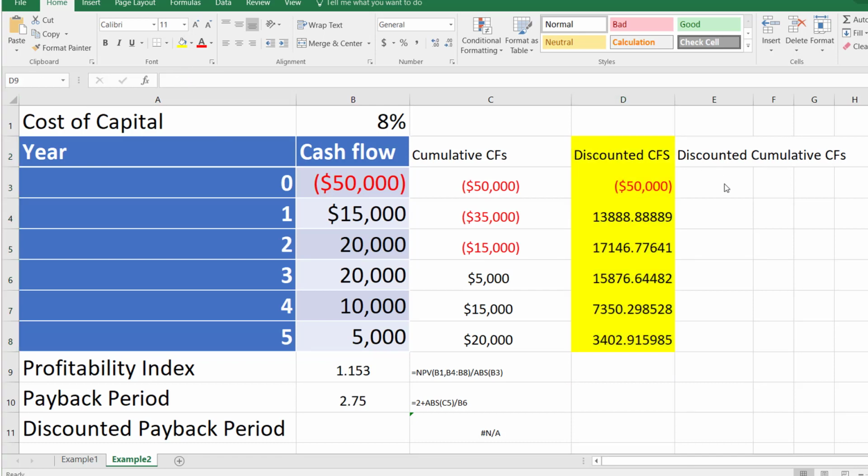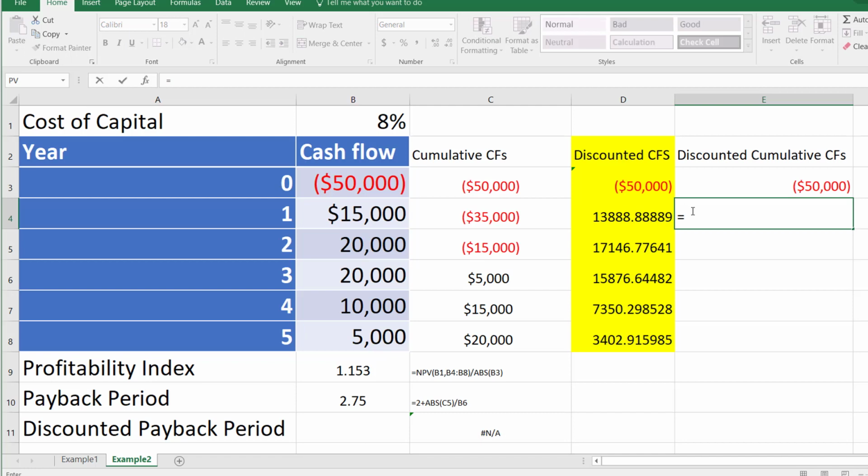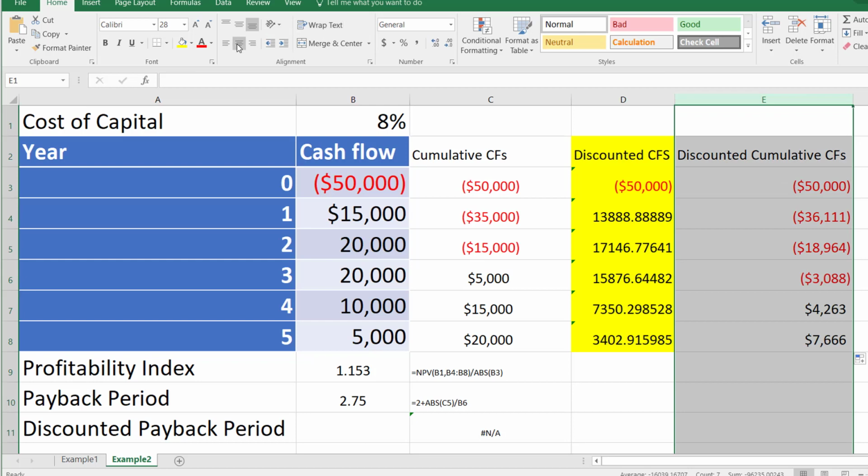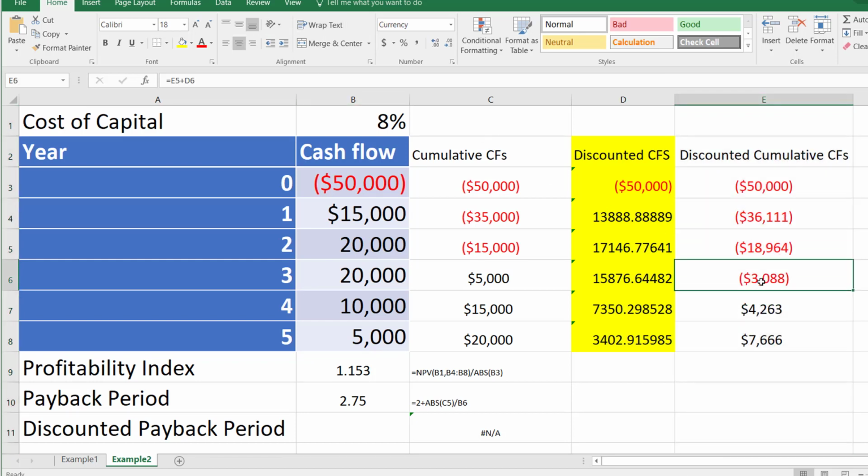Now to compute the discounted cumulative cash flow, you calculate cumulative cash flow not based on cash flow but based on discounted cash flow, like earlier. So cumulative cash flow for year 0 is going to be the same. For year 1, it is the cumulative cash flow for year 0 plus the discounted cash flow in year 1. Similarly, for year 2, you add the cumulative cash flow from year 1 to the discounted cash flow of year 2. By doing this, you can grab the handle and drag it down, and this gives us the discounted cumulative cash flow.